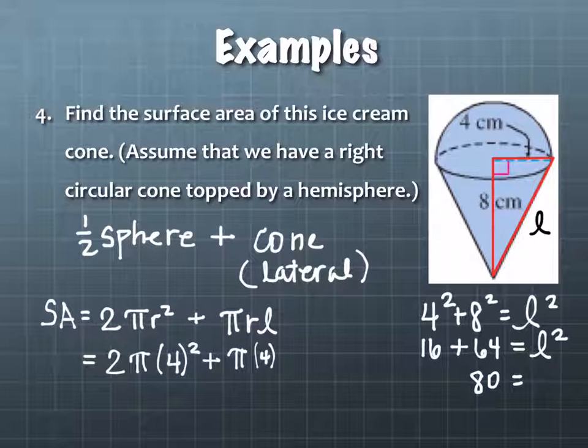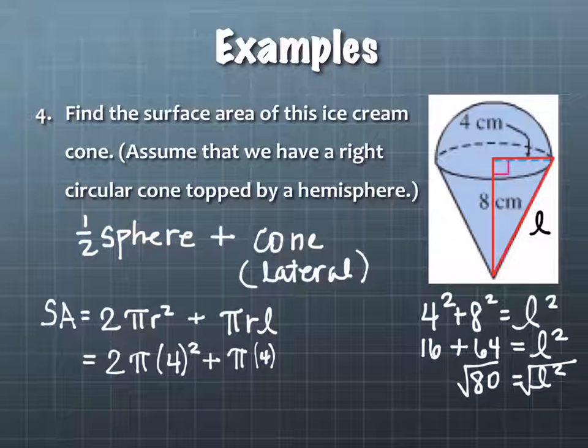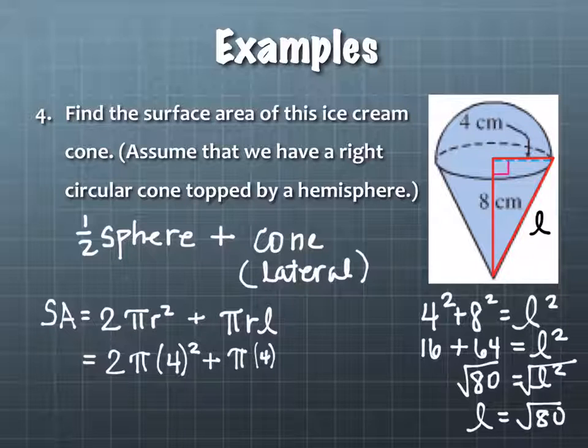And this would then be L squared, and we're taking a square root. For the time being, I'm just going to leave it as square root of 80, okay? Because we don't really care about that value. We care about using that value. Are you with me? So I've just put the square root of 80 into the formula there.